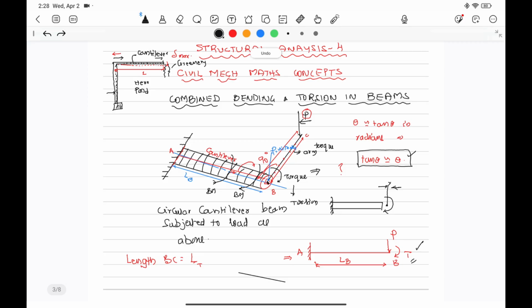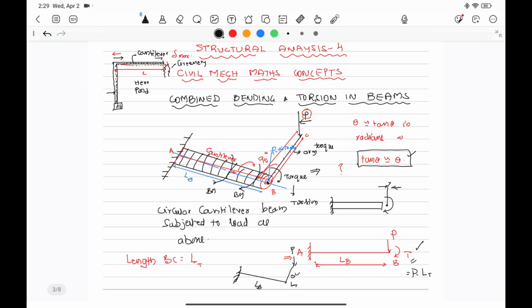This is the lever arm. P is applied. This is BC. This is LB. Because of the lever arm, this lever arm has torsional length LT and bending length LB. Because of this LT, the torsional arm length, the lever arm causes a torque of T equal to P into LT.